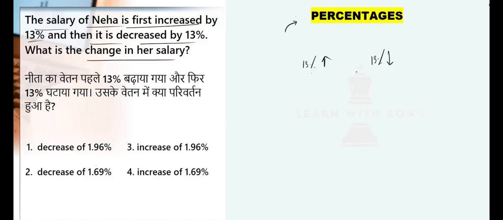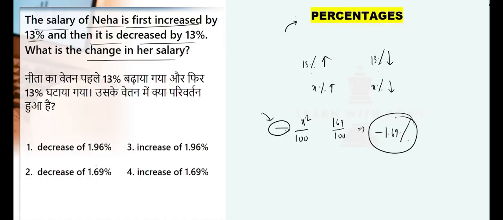See, if the same value increases and the same value decreases, meaning x percentage increase and x percentage decrease, we always get a decrease, which is x squared by 100. Here the negative sign indicates decrease. The x value is 13, 13 squared is 169, by 100. So we got minus 1.69 percentage decrease, which is option number 2.